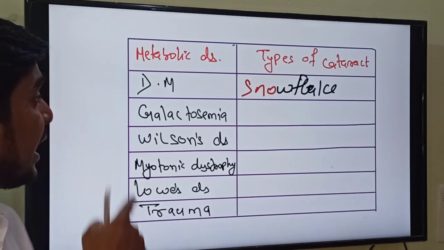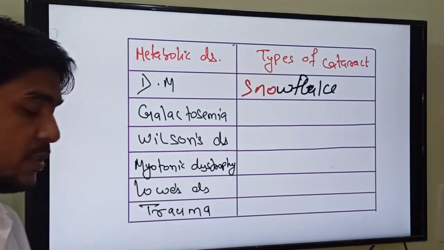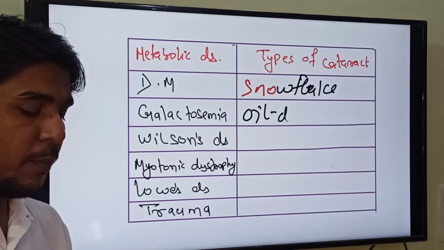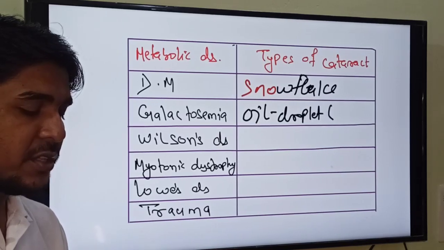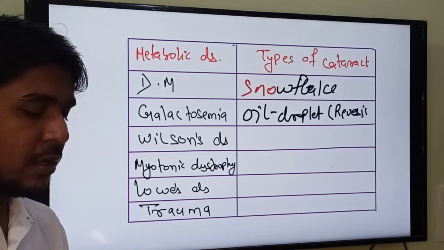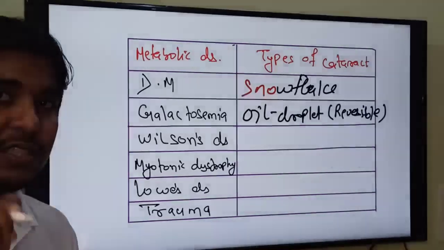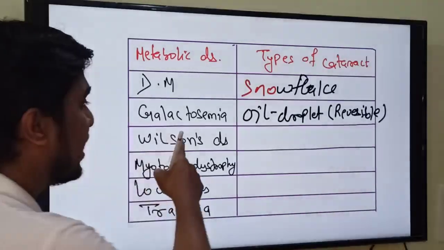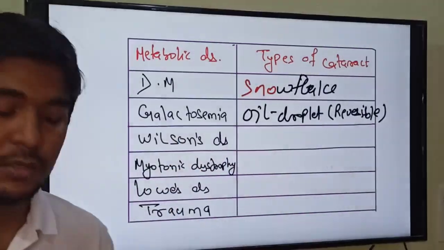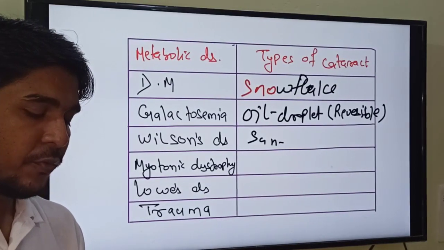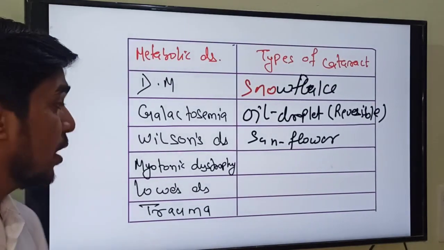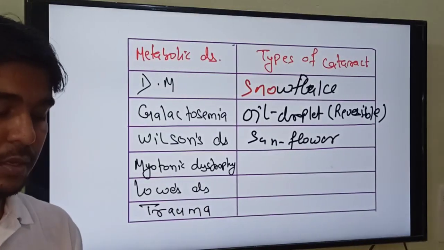Snowflake cataract. In galactosemia, what is this? Oil droplet cataract, and this is reversible in the early stage. This is also a question. Wilson disease, what should be the answer? Anyone? Sunflower cataract. Myotonic dystrophy, very important.